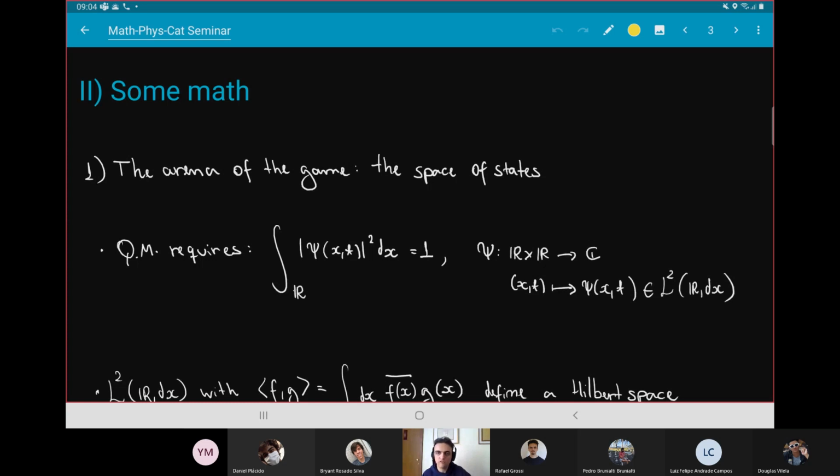Okay, so the first thing that we need is the arena of the game. We need to define where our physical states live. What is the space that defines the functions that represent our real observable particles? Okay, so the first thing that we require in quantum mechanics is this condition to be satisfied. This is commonly called Born's rule or Born's interpretation.